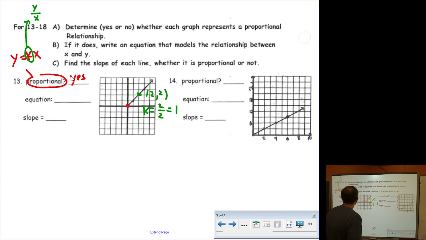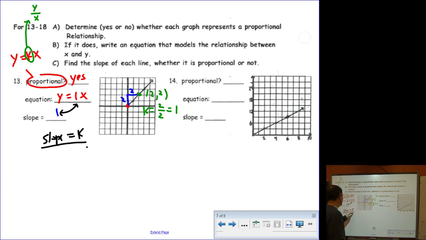So the equation for this line would be y equals 1x, or just y equals x. And the slope of this line would be up 2 over 2, so the slope would also be 1. Notice how the slope equals the k value, right?